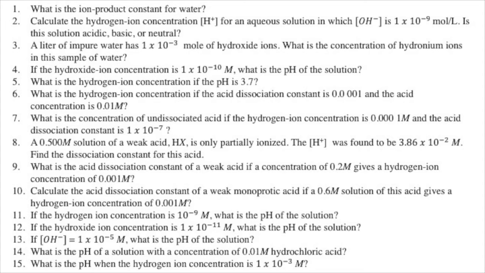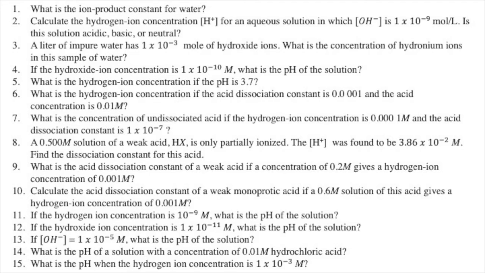Number 8 says a 0.500 molar solution of a weak acid, HX, is only partially ionized. The H ion concentration was found to be 3.86 times 10 to the negative 2 molar. Find the dissociation constant for this acid. Now, there's a hint in that problem, and that is that it says right away that it is a weak acid.